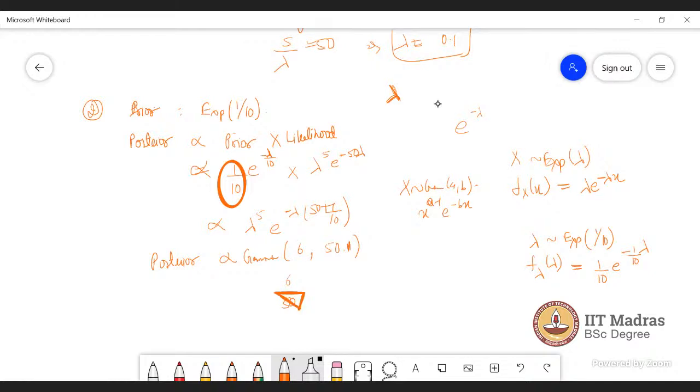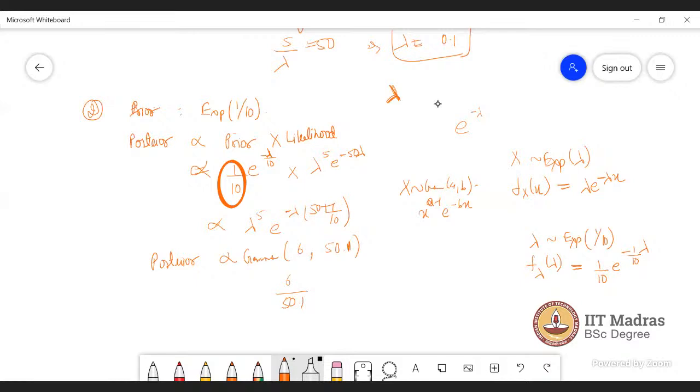Is it fine? The method is the same. The prior is given to you. You find the posterior, that is prior times likelihood, like here. Ma'am, where is 6 coming from?